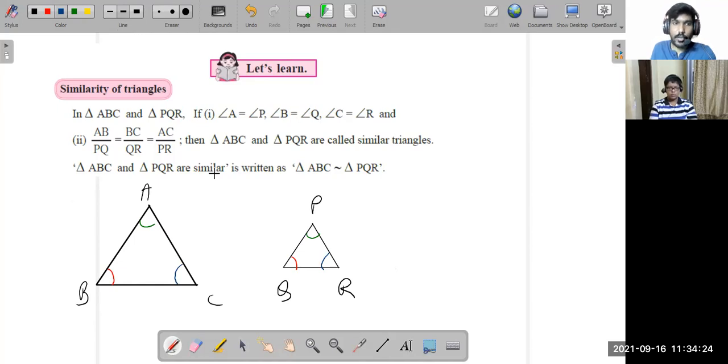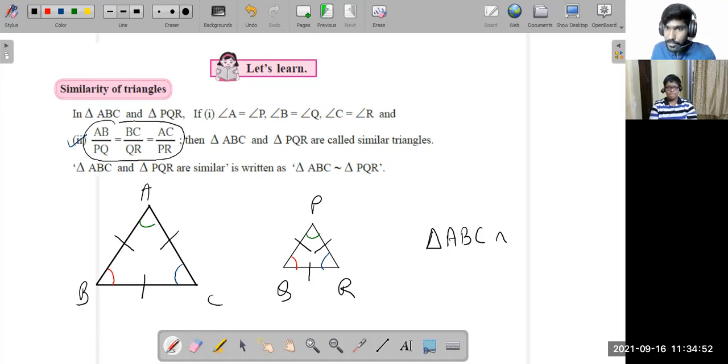If these three angles are equal, and if the sides are in proportion, that means AB upon PQ is equal to BC upon QR, and that is equal to AC upon PR. Okay, these sides are in proportion. Then we say that triangle ABC, this is the symbol for similar to, triangle PQR. Is this clear?